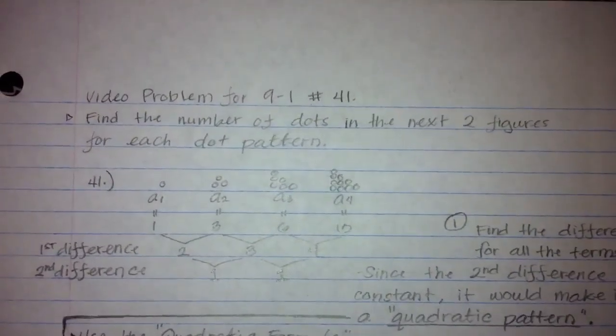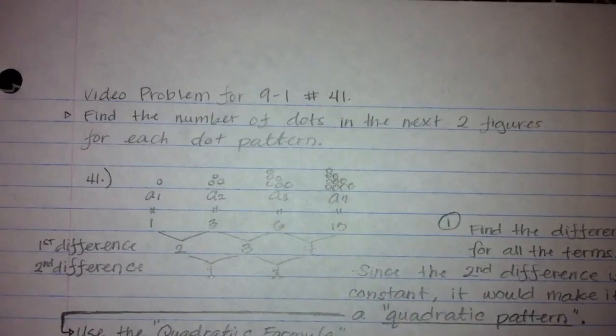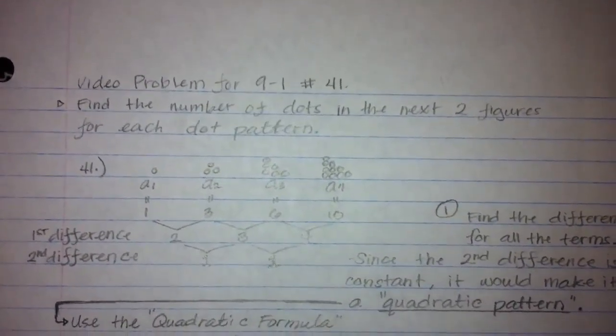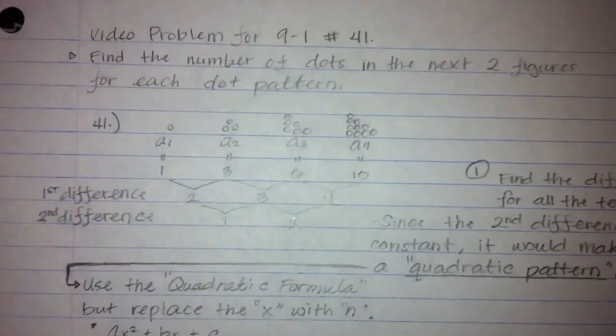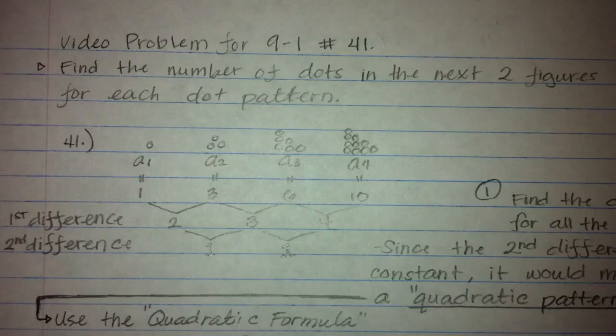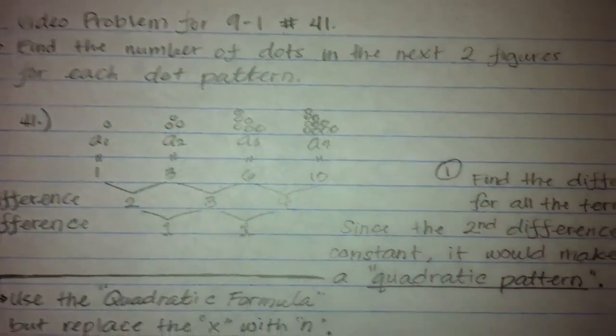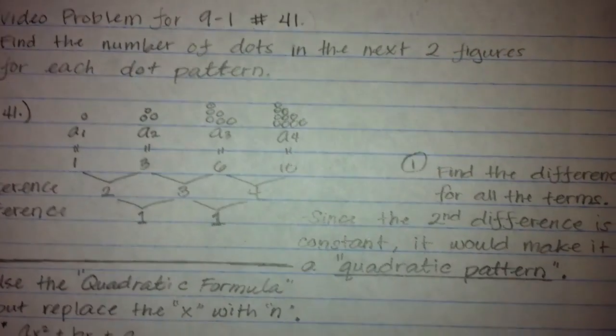This is my video problem for 9-1, number 41. Find the number of dots in the next two figures for each dot pattern. So for A1 we have 1 dot, A2 has 3 dots, A3 has 6 dots, and A4 has 10 dots.